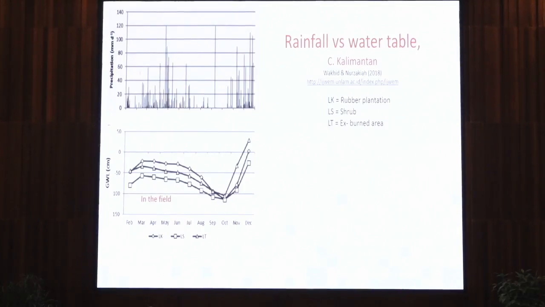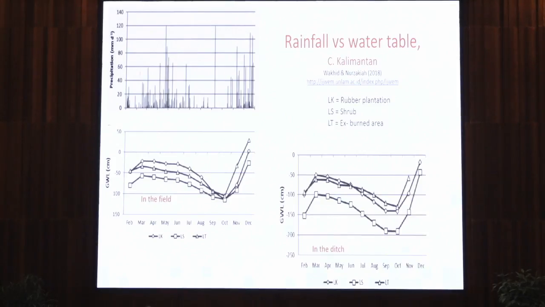This is another experiment in Central Kalimantan under rubber plantation and shrub. What we see here is under the control of 2.5 meter drainage, where the water table easily exceeds 100 centimeters below the surface, and in the ditch it goes to 2 meters during the dry season. So this is an example: if you have the drainage too deep, it's very difficult to maintain the water table even during the rainy season.